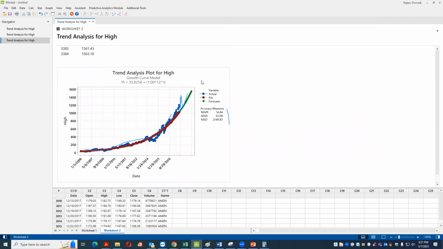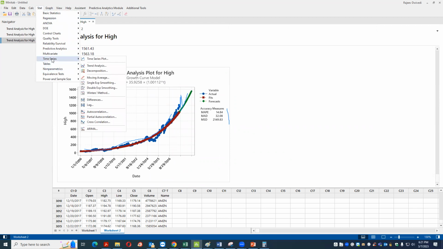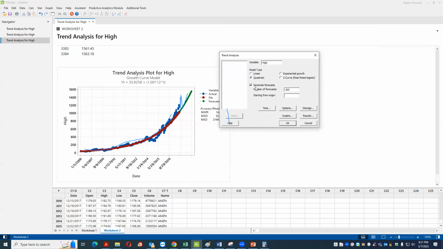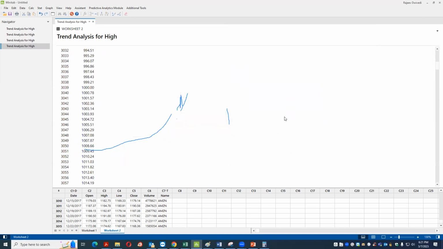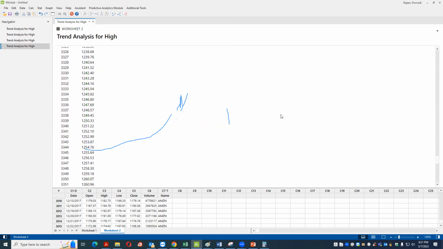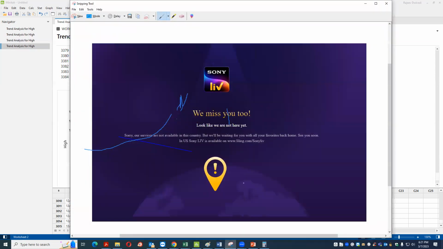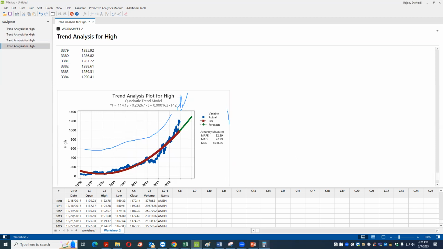So we checked two models. Now look into the third model. Statistics, time series, and trend analysis. Now I'm going to check the quadratic model and do the same thing. Here you can see this is also looking good, but look into these accuracy measures, which are the difference between actual and forecasted. So these are the three things that come.